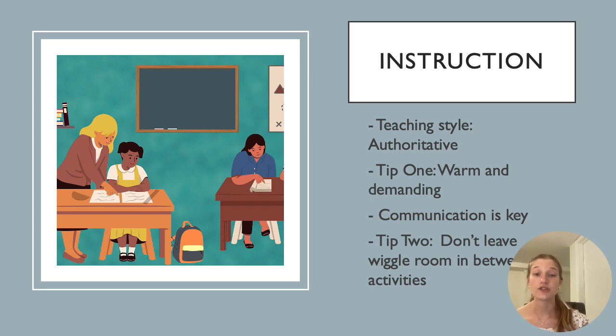And so she was another example of the authoritative teaching style of she had a lot of order in her classroom and discipline for her students, but also was warm and welcoming and loved to hear what they had to say. And so this comes to my second tip that I learned from Miss Smith in the classroom, and it is do not leave wiggle room. And so this is especially for the younger students and the younger grades.